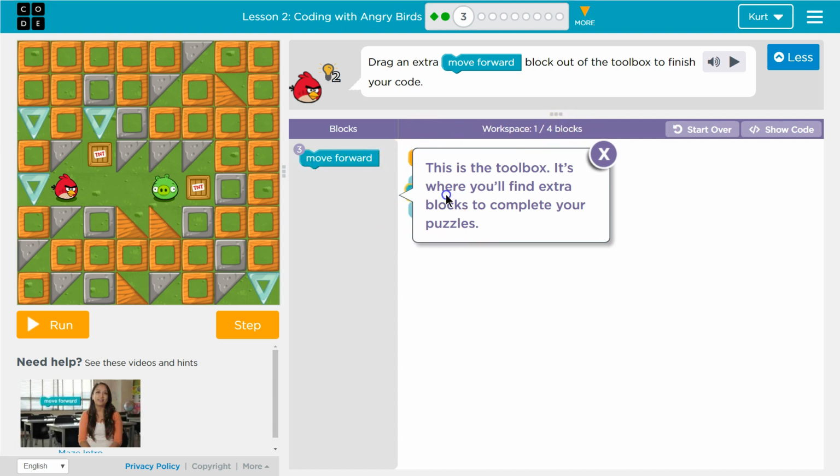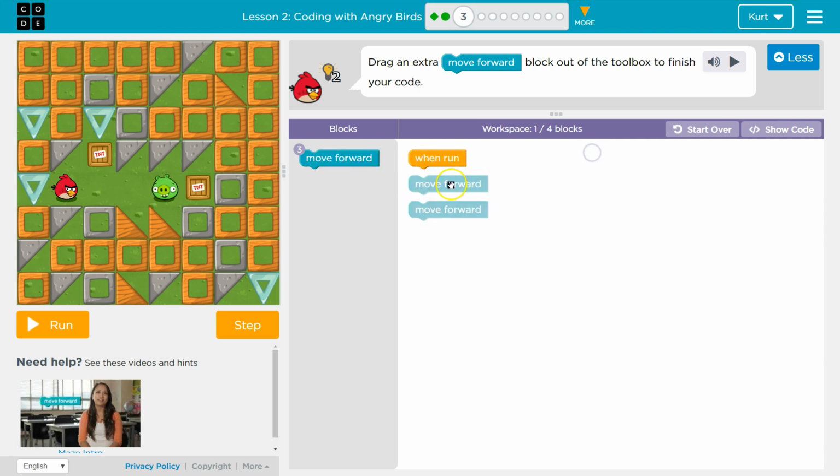So let's go ahead. Once. Oh, are you not going to go away? Once. Oh, they already gave us two. Okay. Three. Oh, and four. So we connected those all together. We used all of our move forwards.